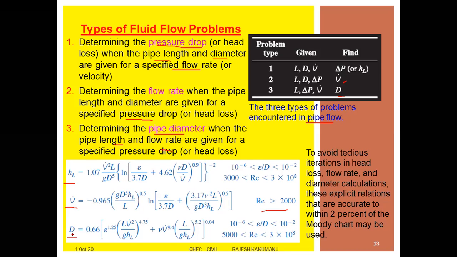Next, third case, diameter D is equal to 0.66 into e to the power of 1.25 into L into V square divided by g into hL to the power of 4.75 plus V into 9.4 into L by g hL to the power of 5.2 into 0.04, right? So these are the three formulas whenever you are solving some sort of problems, right?